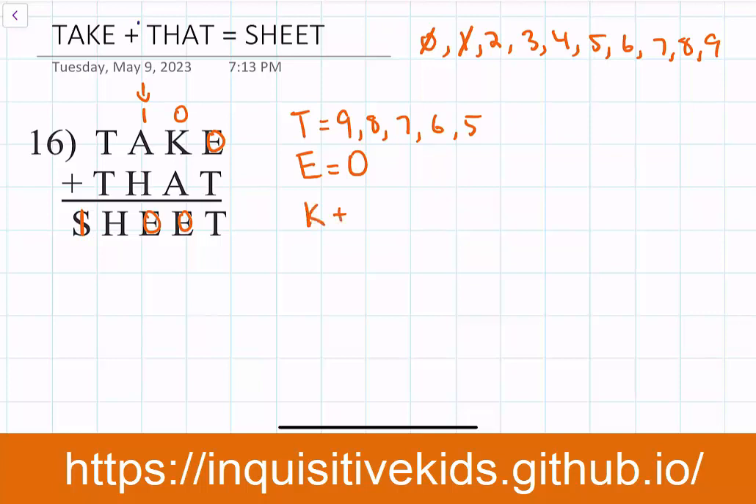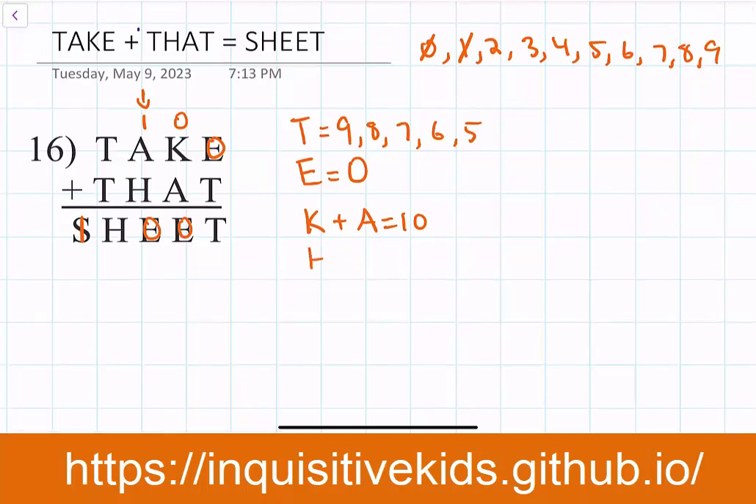So again, we can write it out. K plus A equals 10. Actually, I'll rewrite the order. H plus A equals 9. And this tells us that K is always 1 more than H. And if in the hundreds place we add it up to equal 10, that means the 10 is carried to the thousands place. So now we have 1 plus T gives us H.